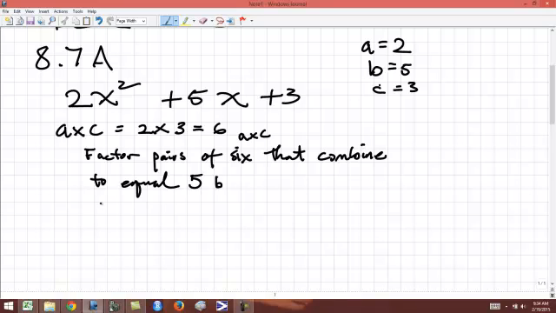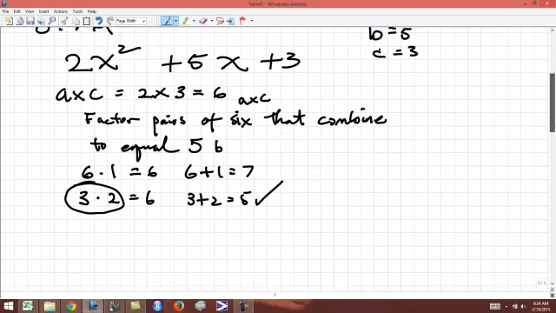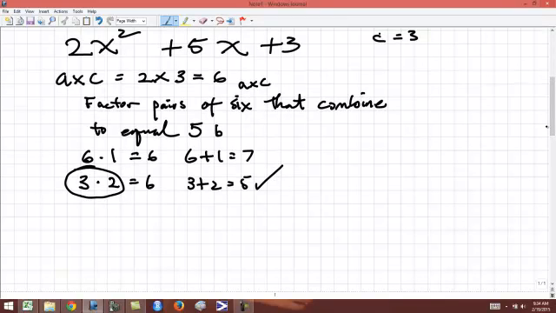Okay, so I'm going to start out with 6 times 1 is 6, and 6 plus 1 is 7, so I don't want that. And the next thing I can do is 2 times 3 is 6, and 3 plus 2 is 5. So this is the one I want, and these are the two numbers that I want. All right, so what am I going to do with those two numbers? Well, there's two ways to handle this. The first way is I'm going to take 5x and split it up into 3x and 2x.